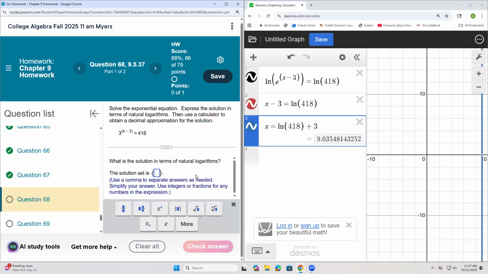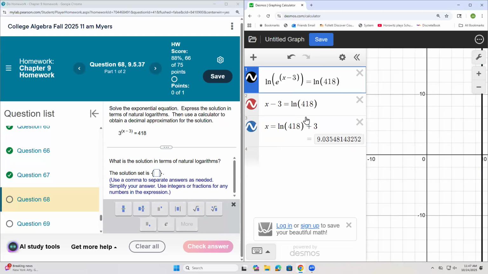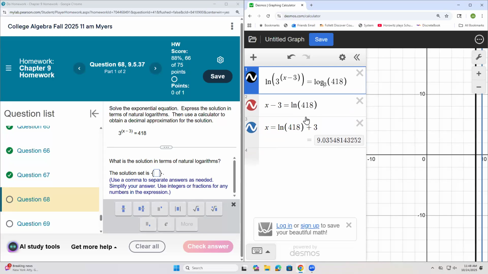So the solution set in exact terms is, oh, I made a huge mistake. Does anybody notice my huge mistake? It's a 3, not an e. That should be a 3. This should be a log base 3. I love it. I'm glad that we're having so much fun. Log base 3 of 3 to the power of x minus 3 equals log base 3 of 418.